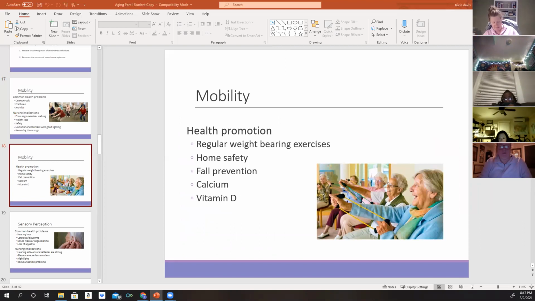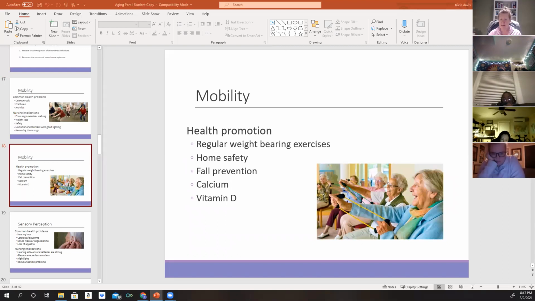There have been many studies that show that regular weight bearing, not just cardiovascular activity, but those weight bearing exercises are ideal for this older population. This is really what helps with their bones and keeping them strong so that they're not losing their balance and having these safety issues and these falls. We just want to make sure that their home is safe.